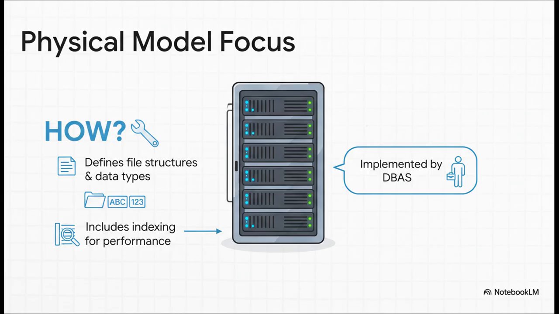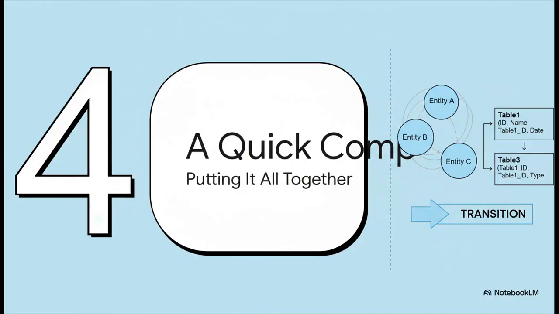We're getting into the real nitty-gritty here. We're defining specific data types. Is this piece of data text, a number, a date? We're deciding on file structures and creating something called indexes, which are just a way to make looking up data super fast. This is the final concrete plan that the database administrator, or DBA, uses to actually build and run the whole system. So there you have it. We've gone from a big picture idea all the way down to the nuts and bolts.